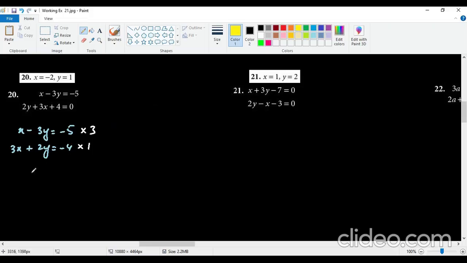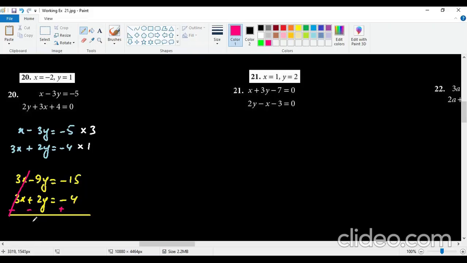So it's going to give us 3x minus 9y equals negative 15, and the second equation remains the same, without a change. And for question number 20 here, I can see that I have to subtract the second equation from the first equation. So in here, I will just put a straight line and do the sign change. Plus 3 becomes minus 3, plus 2y becomes minus 2y, and minus 4 becomes a plus 4. So these two are going to be cancelled.